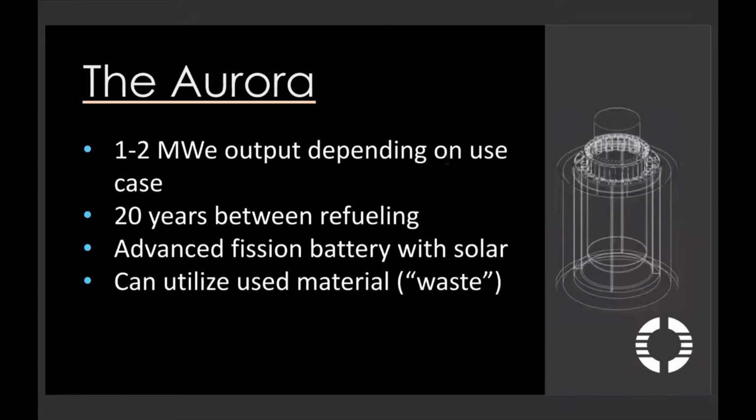We also can utilize used material or waste. I know the term waste is what's commonly used, but it's really not waste if it has so much energy left, of course. So typically in the nuclear community, you use the term used fuel or different terms like that. But in essence, not only can we use that, we're looking forward to demonstrating that more holistically in the supply chain, but also our very first of a kind core will actually be used material from a prior reactor operated at INL.